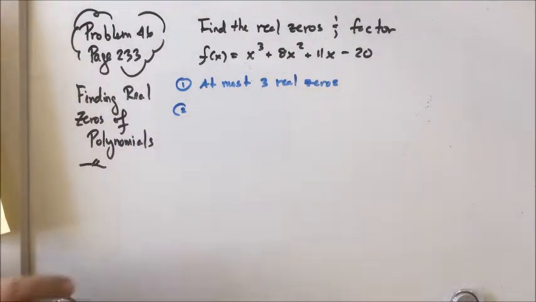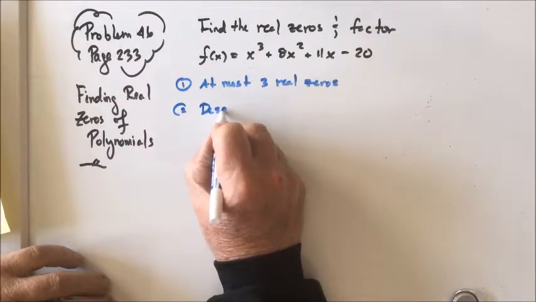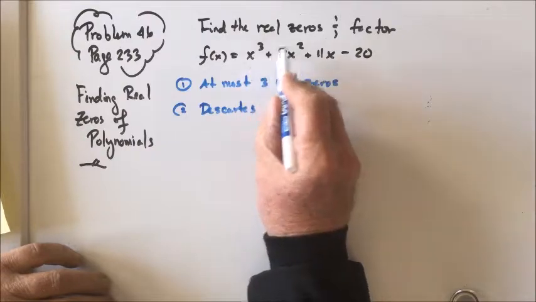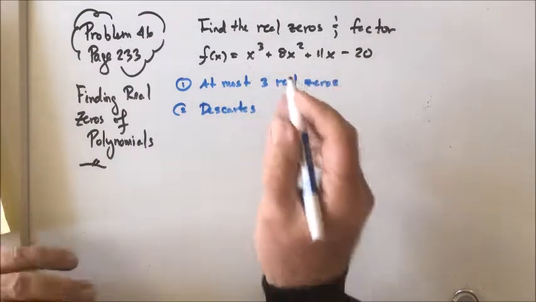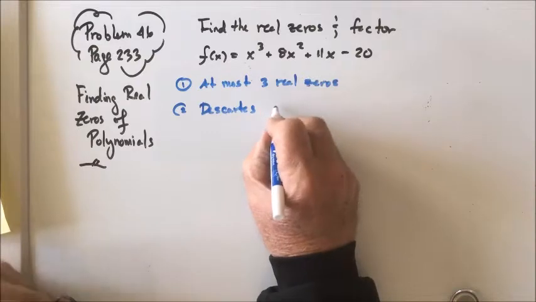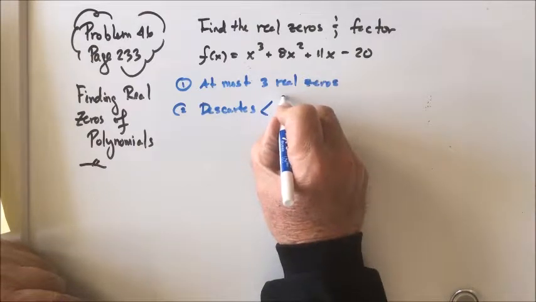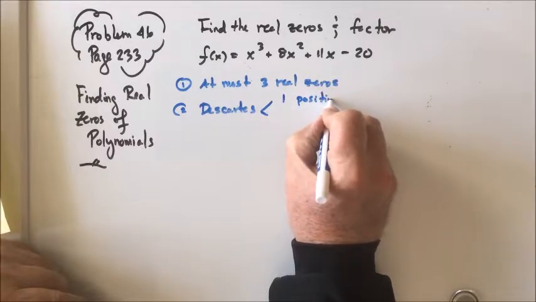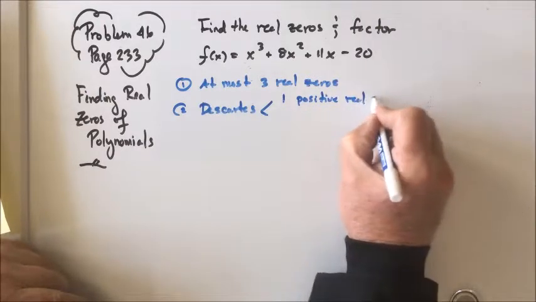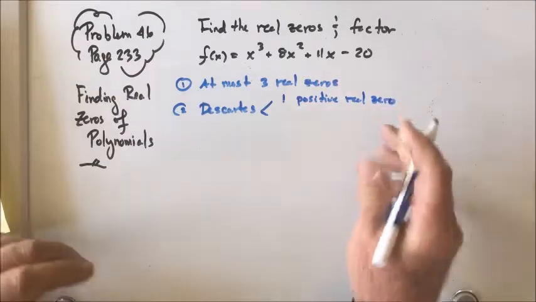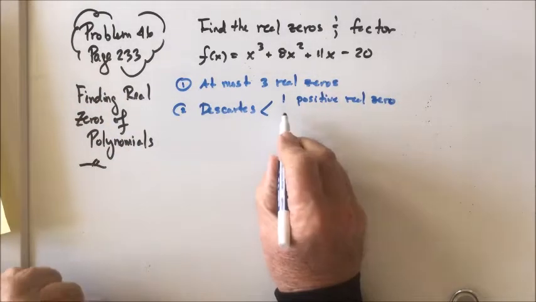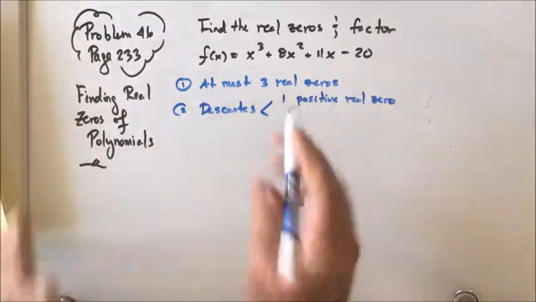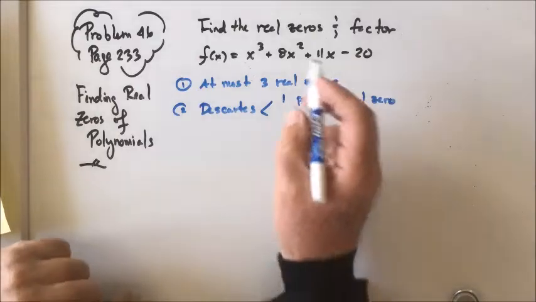Two, let's use Descartes' rule real quick. Descartes' rule, if I just go up here, I've got one sign change for f of x. So Descartes' rule says there is one positive real zero. So now we know this search will not be for naught, right? There is one positive real zero. We should be able to find it. Maybe it's rational. We're going to hope that it is.